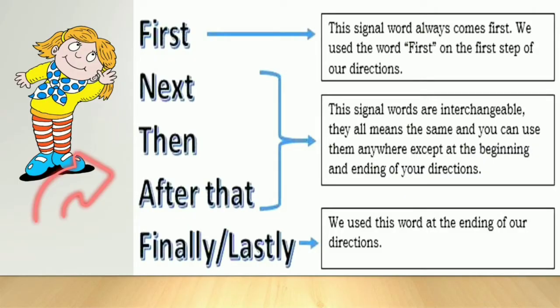We have here the most commonly used signal words. First is a signal word that always comes first. We use the word first on the first step of our directions. The words next, then, after that are signal words that can be interchangeable. They all mean the same and you can use them anywhere except at the beginning and ending of your directions. And we have finally and lastly; we use these words at the ending of our directions.